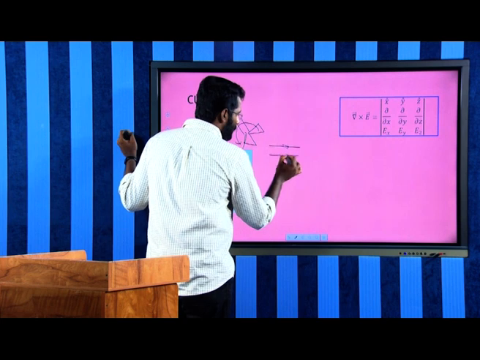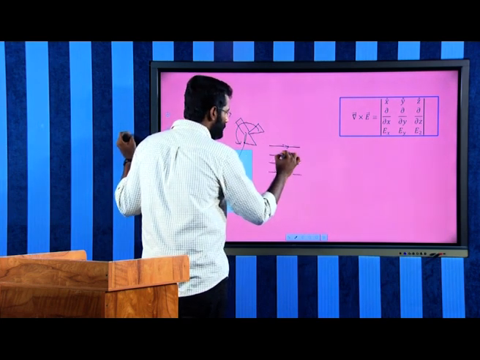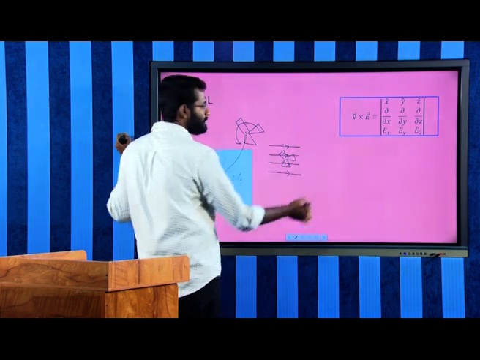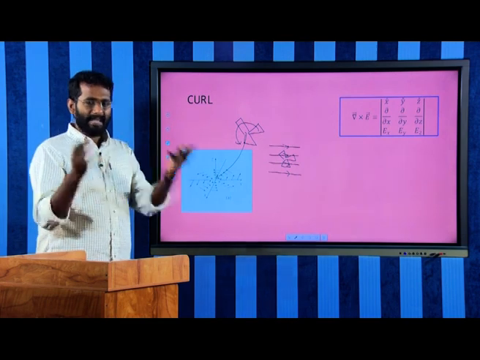Otherwise, if it is a uniform flow, something like this, the flow is all parallel. If you place a fan here, it won't rotate, so there is zero curl. This is the simple way to imagine curl.